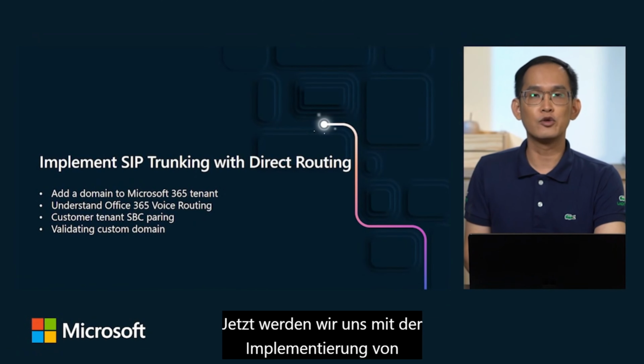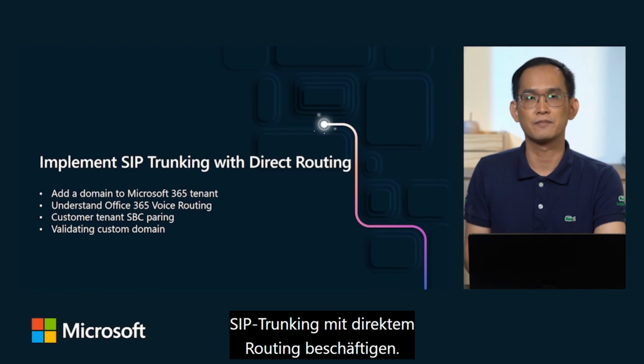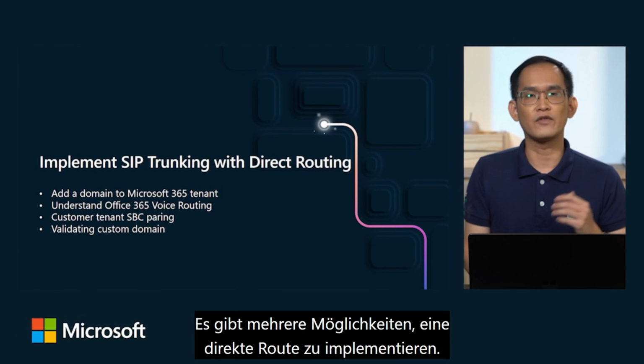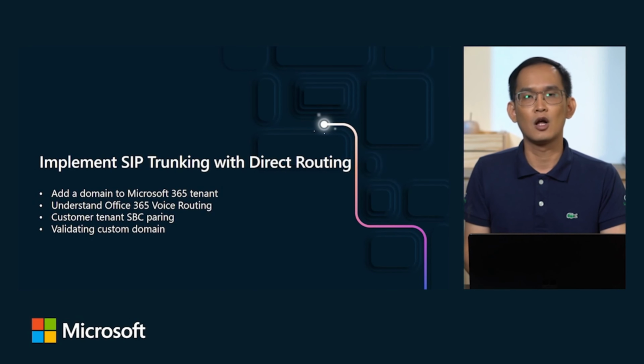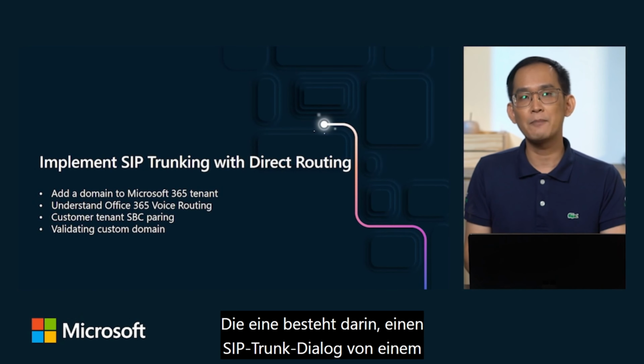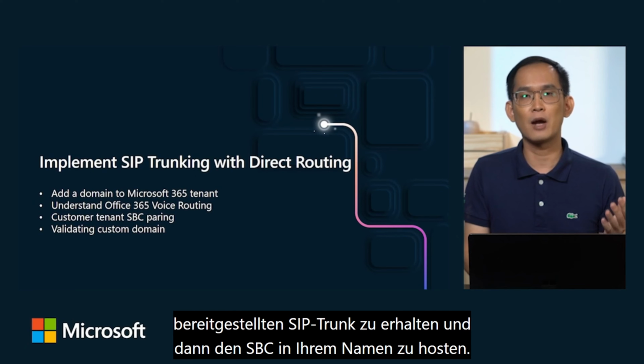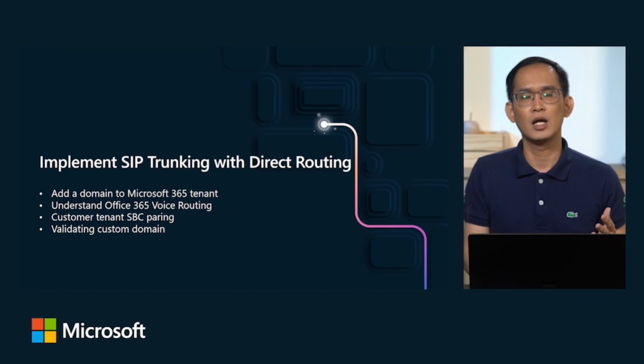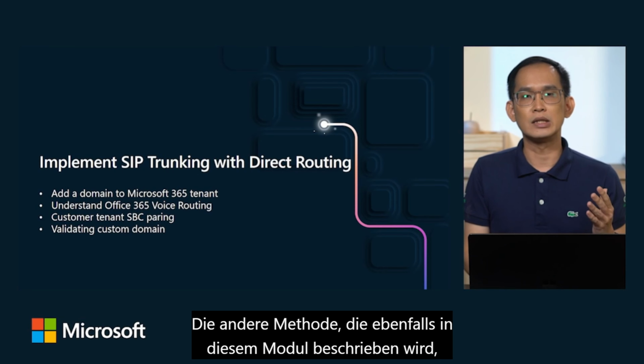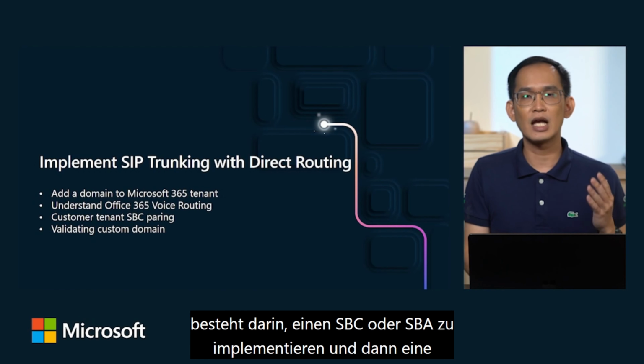Now, we'll be looking into implementing SIP trunking with direct routing. There are multiple ways of implementing direct routing. One is to obtain a SIP trunk directly from a SIP trunk provider, and they host the SBC on your behalf. The other method, also outlined in this module, is to implement an SBC or SBA and then interface to the SIP trunk.